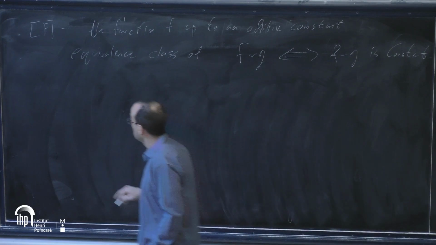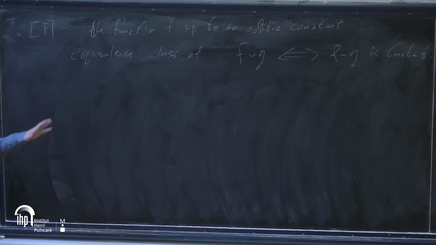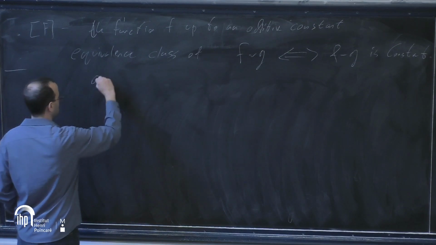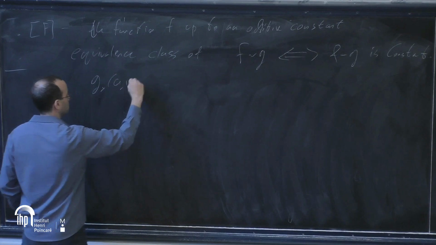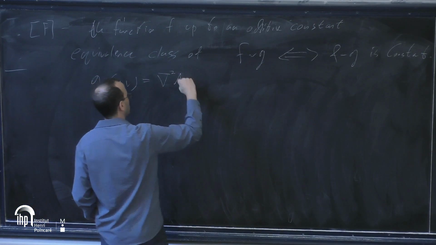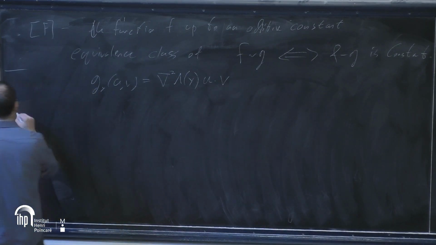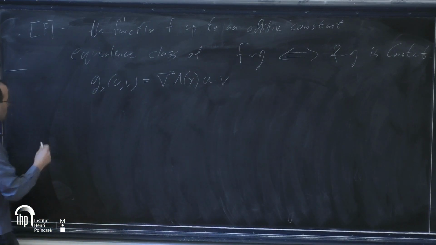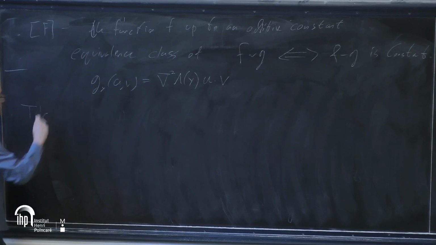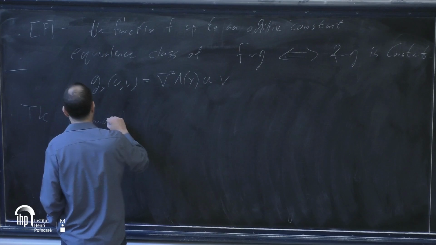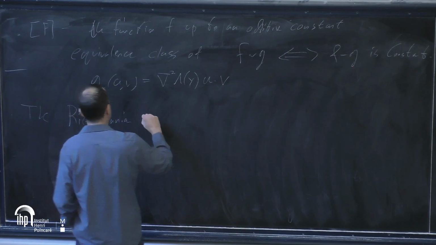Okay. Now, the structure that I'm thinking about is the following. Let me remind you: we have g at y of u, v is the Hessian of lambda at y of u, v. And in addition to the Riemannian metric, I also want to add the function f. I'm not sure it was a good name, but I call it the Riemannian package associated with x.